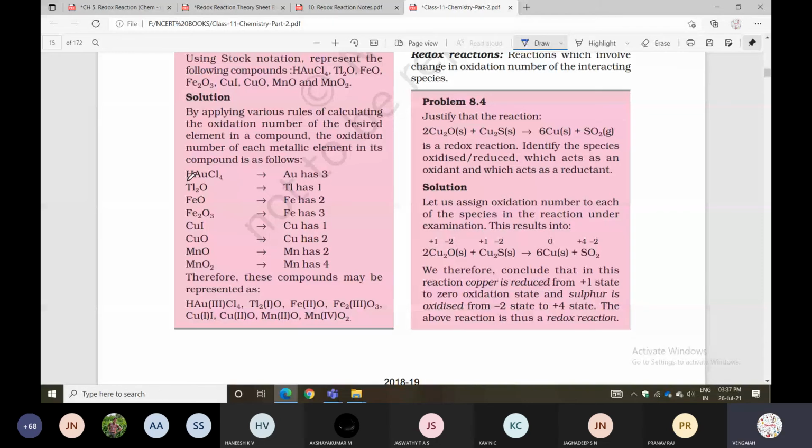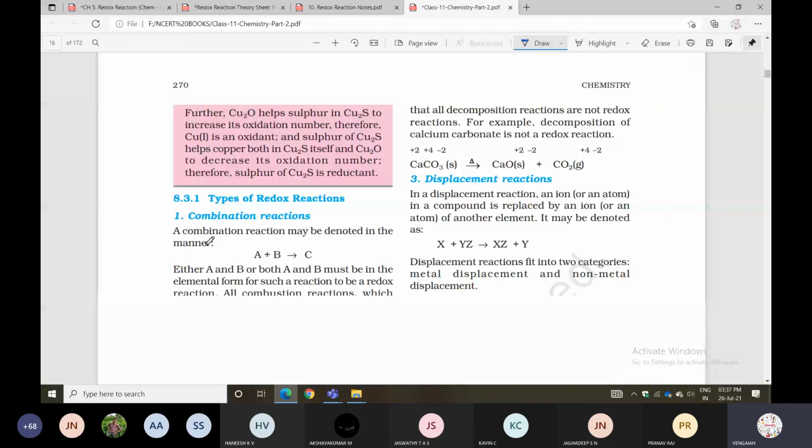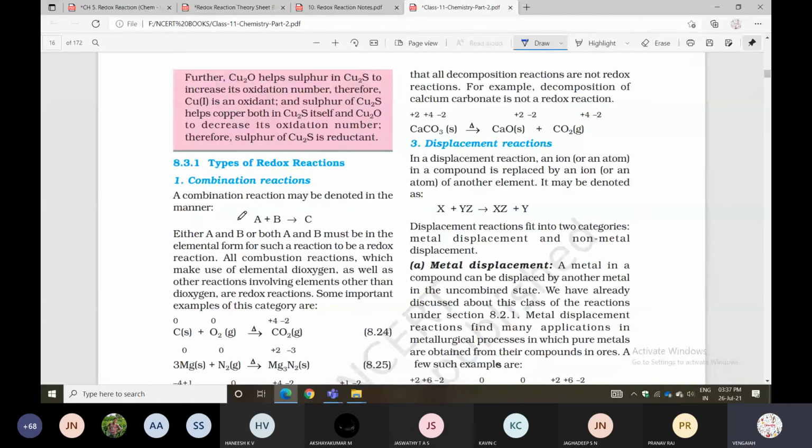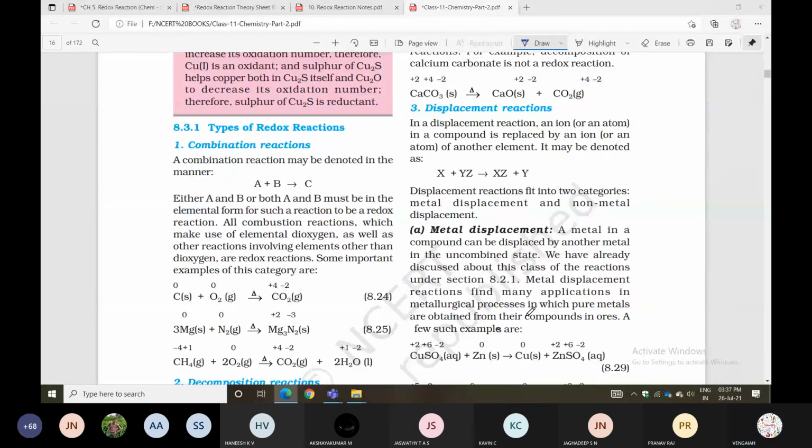Okay? Yes. So today is enough. Tomorrow in class we will discuss types of redox reactions. Types of redox reactions. Okay? Yes. Now I will ask some questions based on today's topic.